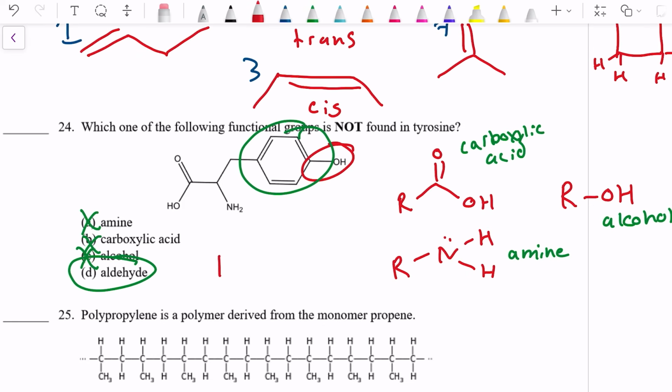What does an aldehyde look like? An aldehyde is this functional group, where it's similar to a carboxylic acid, but instead of a hydroxide, you're going to have just an H. So 24D.